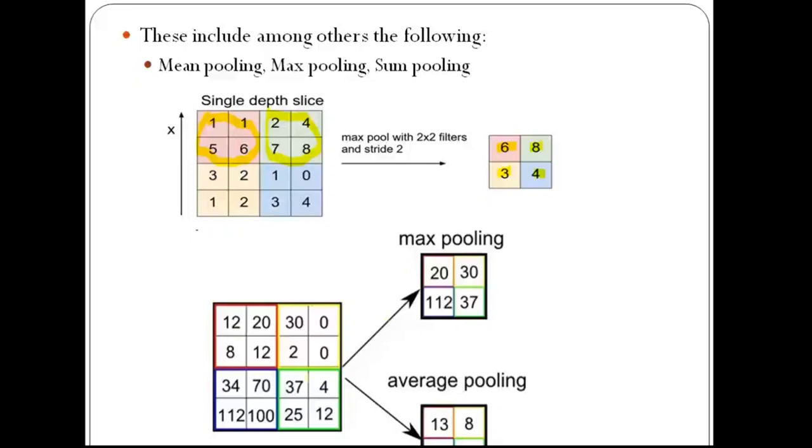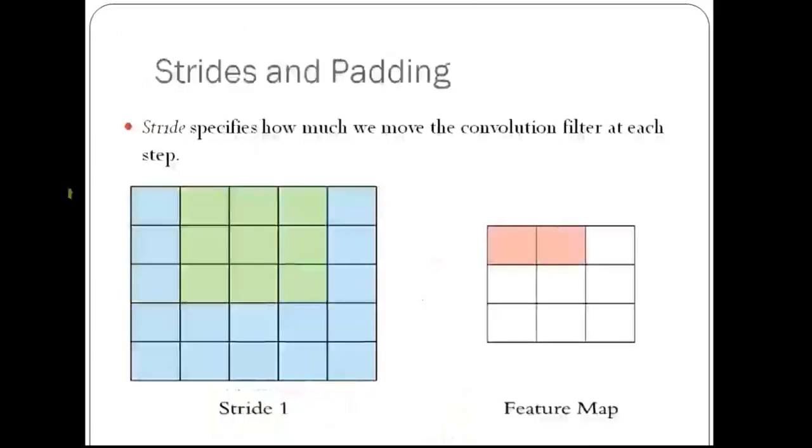In max pooling, we take the maximum value. In average pooling, we take the average of all the values. And in sum pooling, we take the sum of all values. The most popular one is max pooling. Now we will see the strides and padding used in the convolutional layer.